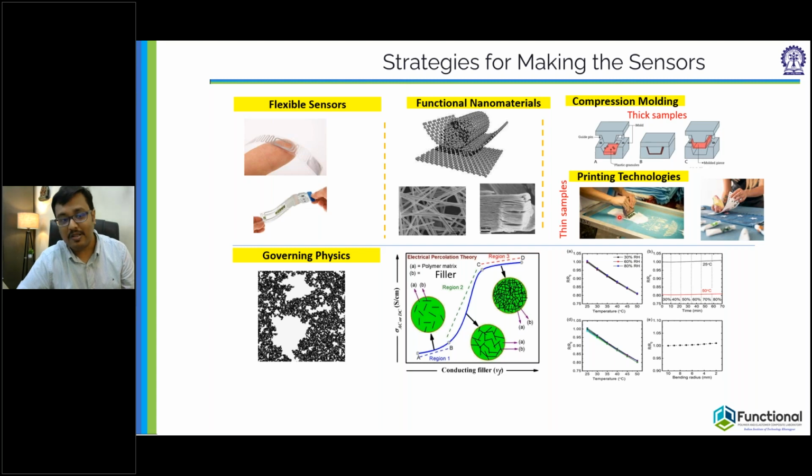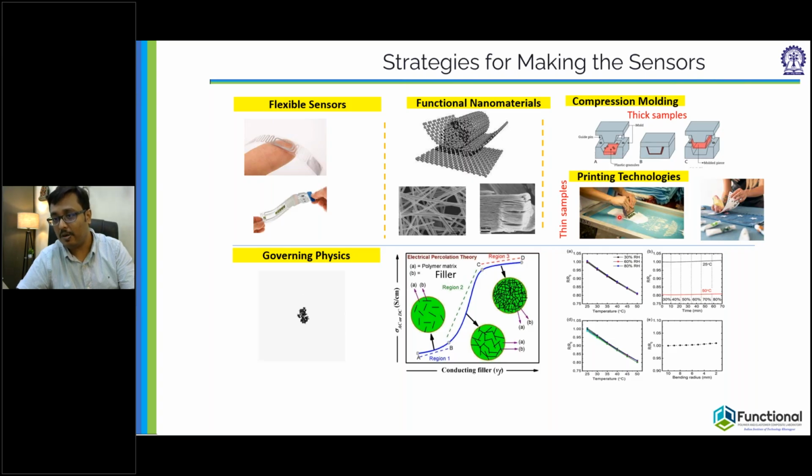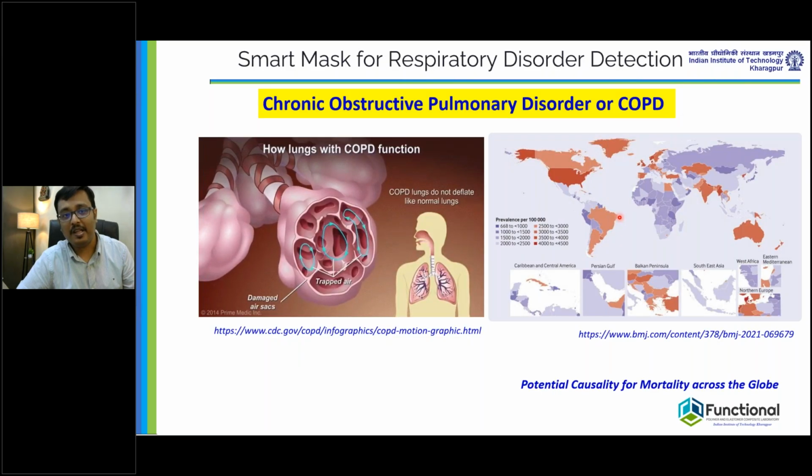Now, I was talking about the austere environment, where you do not have good medical facilities. If you can develop sensors which provide immense physiological information just sitting at home, that could be wonderful. So we targeted two particular diseases and problems which are very pertinent across the globe. The first one is chronic obstructive pulmonary disorder, or COPD. This is something I got from the internet.